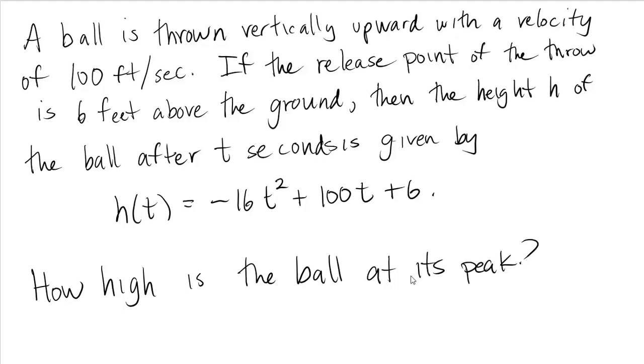We're looking for the maximum output of this height function. Well, the height function is a parabola, and it opens downward because the leading coefficient is negative. The maximum output of the height function occurs at the vertex, so we're once again dealing with the vertex. The question is, which coordinate do we want? Do we want the input or the output? The question is, how high did the ball go at its peak? So we're looking for the height, which is the output.